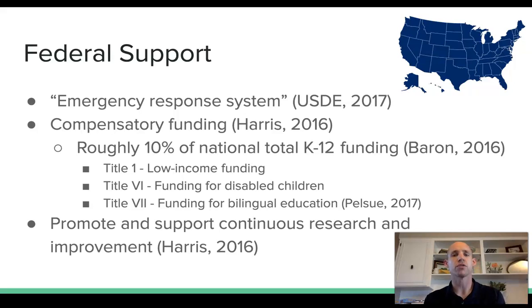Those are federal civil rights and equal or equality funding areas, and that accounts for roughly 10% of the national total K-12 funding. And that comes from the federal government and federal initiatives. The federal government also promotes and supports continuous research and improvement, which is a huge support on a nationwide scale. It would be extremely difficult for small districts such as ours or even a small state to research and develop on the level that the federal government can.